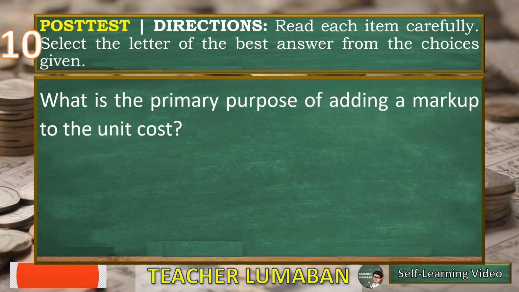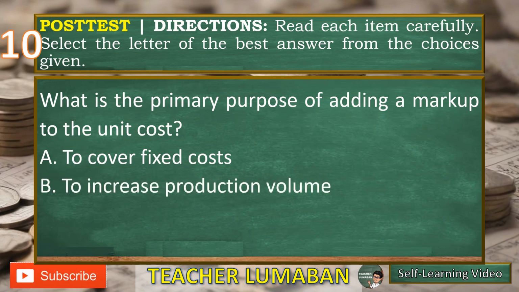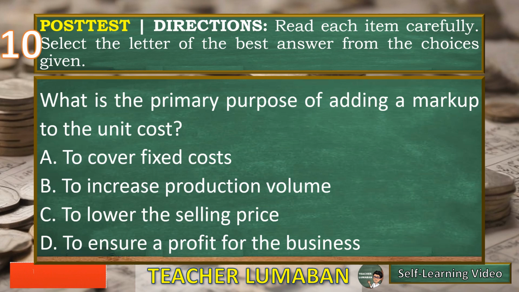What is the primary purpose of adding a markup to the unit cost? A. To cover fixed costs. B. To increase production volume. C. To lower the selling price. D. To ensure a profit for the business.